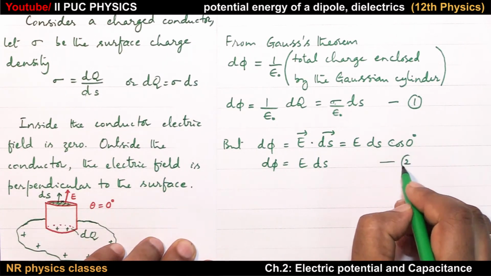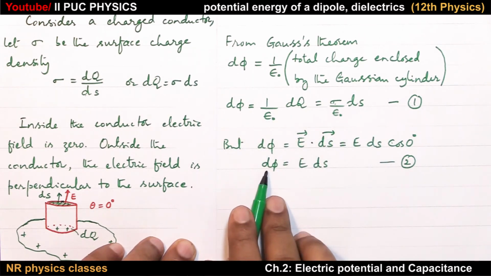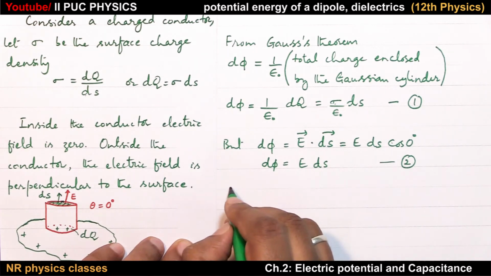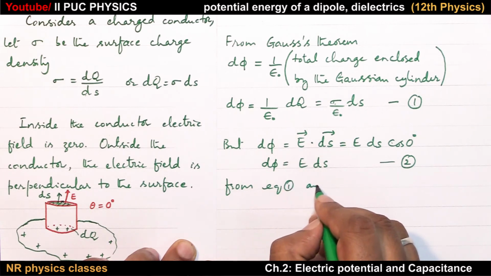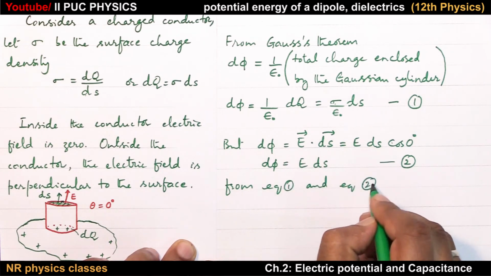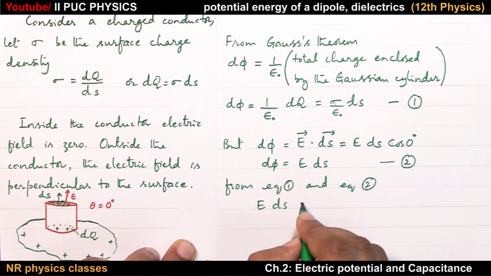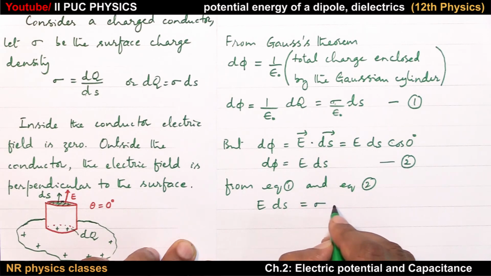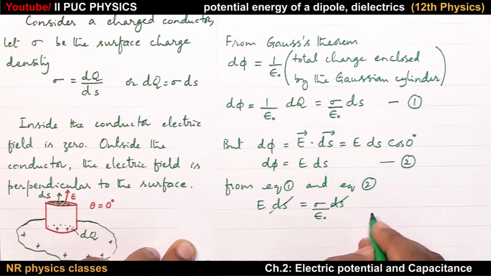This is equation 2. Equation 1, d phi equal to sigma ds. Equation 2, d phi equal to E ds. Therefore, from equation 1 and equation 2, E ds equal to sigma ds by epsilon naught. So ds gets cancelled with ds, which implies that the electric field is sigma by epsilon naught.